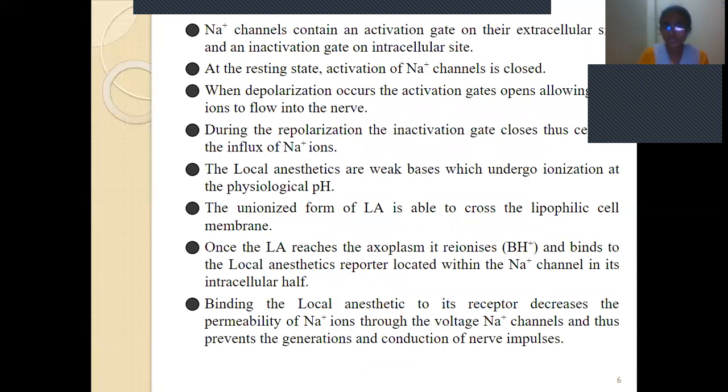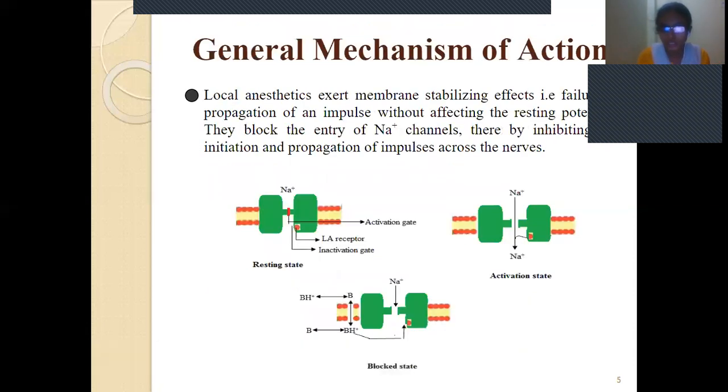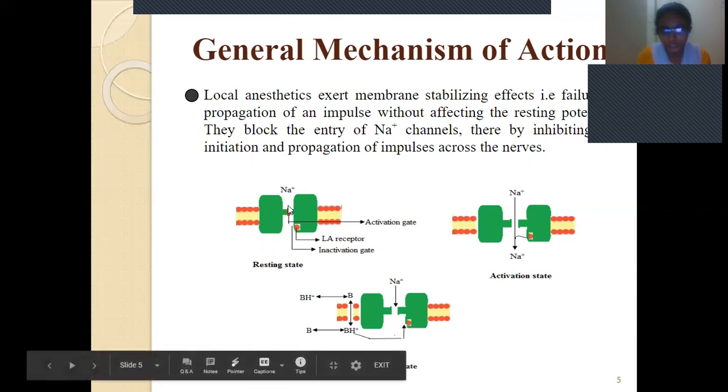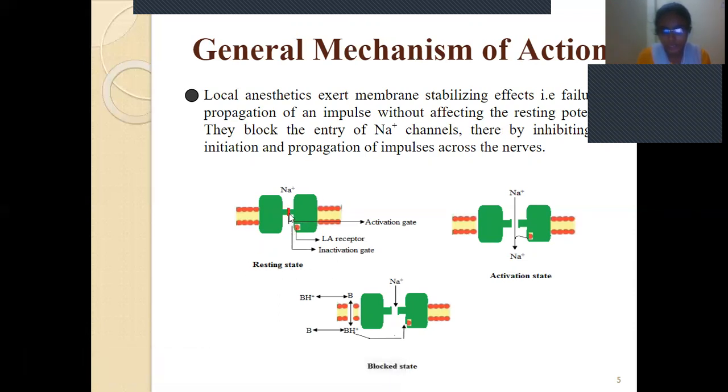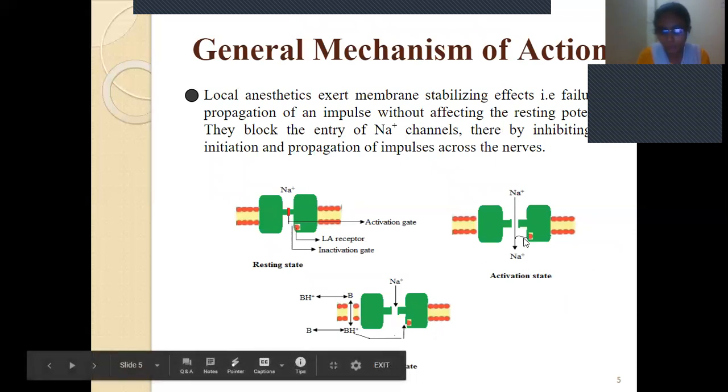Sodium channels contain an activation gate on the extracellular side and an inactivation gate on the intracellular side. At the resting state, the activation gate of the sodium channel is closed. See here, in the resting state the sodium channel gate has been closed, but in the activated state, it has been opened.